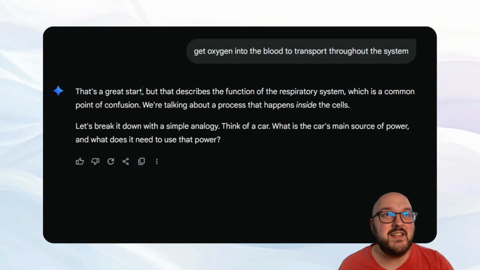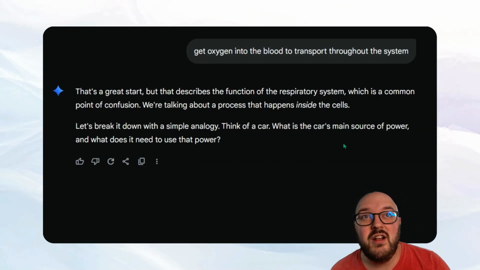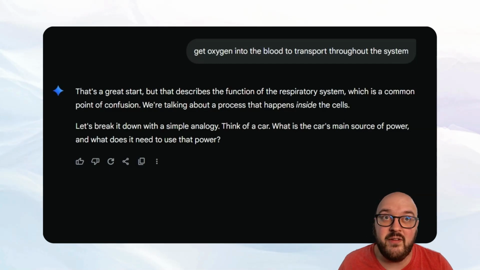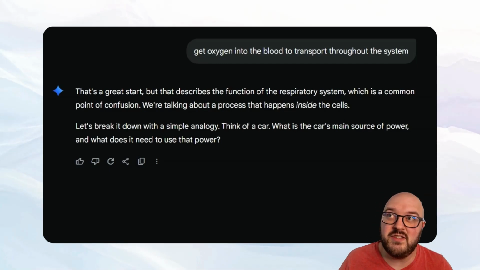See, now it's correcting me. It's saying point of confusion. Talking about what happens inside the cells. Let's break it down with a simple, think of a car. What is a car's main source of power and what does it need to use? Okay, this is pretty good. It's now taking a different concept, a metaphor, and trying to help explain this problem.